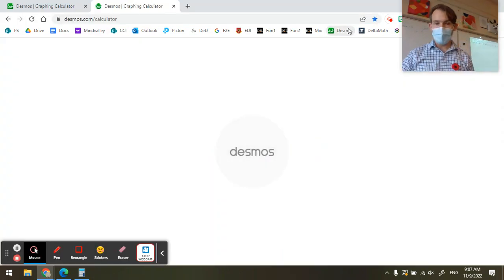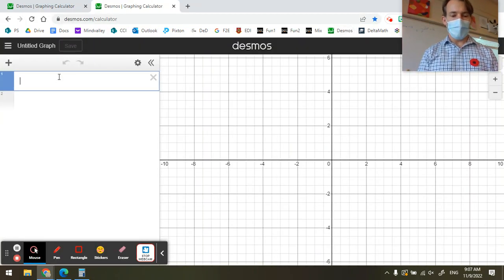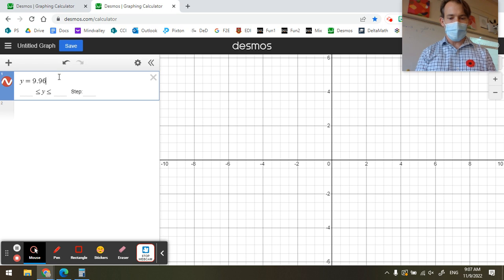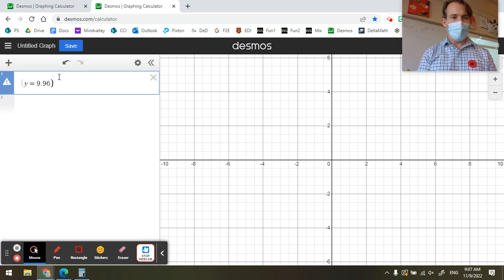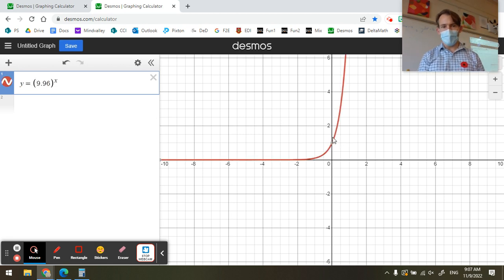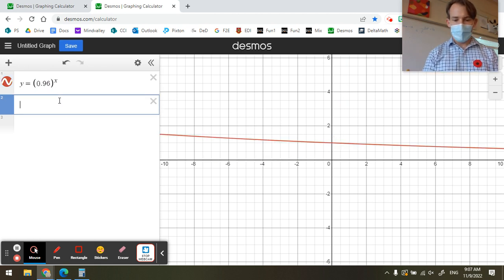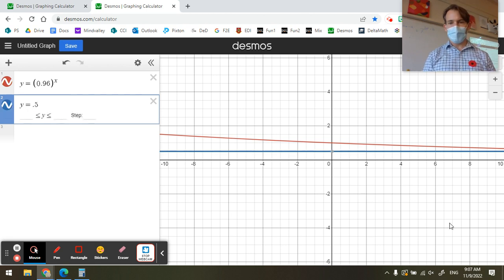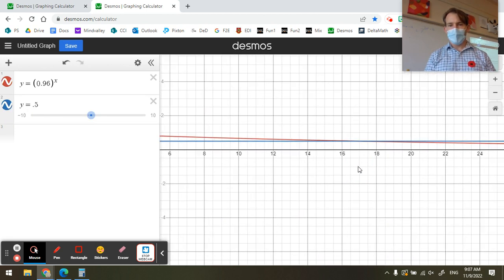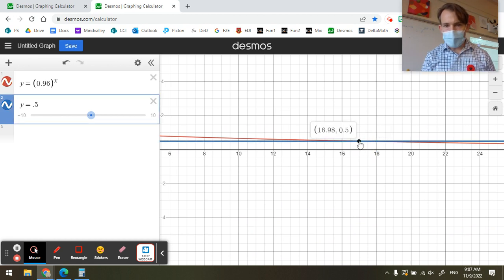So let's take a look at it in Desmos. All right. What I wanted to know was if y is equal to 0.96 raised to the power x, when does that equal 0.96, thank you, when does that equal 1/2? So y equals 0.5, okay? And we go ahead and we find the intersection here. There it is. It's 16.98. So just like we predicted, just before the calendar turns over to the new year in the 16th year. And that's graphically solving it.